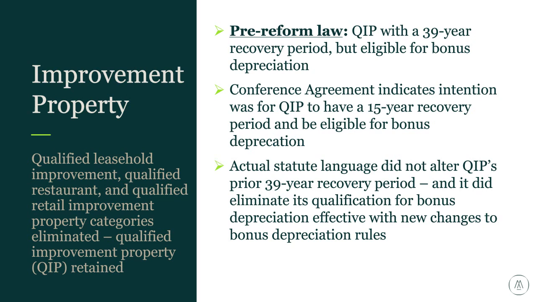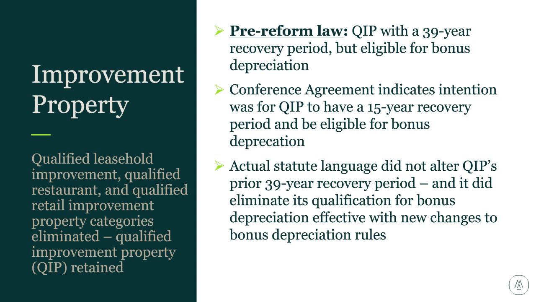Another change in the depreciation space that's important to note is the changes for improvement property, particularly in light of an error the drafters had in transferring the proposal in the conference agreement to the statute. In short, the conference agreement's goal was to condense the various classifications for improvement property, of which there were qualified leasehold improvement, qualified restaurant property, and qualified retail improvement property, to just one category, which was a new category introduced in 2016, qualified improvement property, or QIP. Going forward, QIP is the only improvement classification for improvement property that is retained.